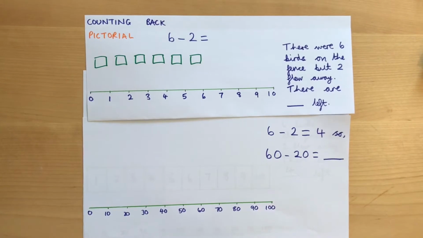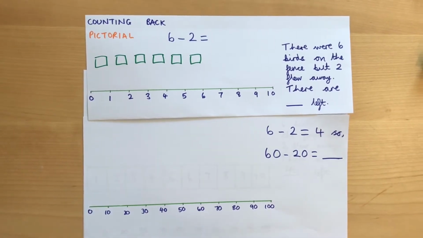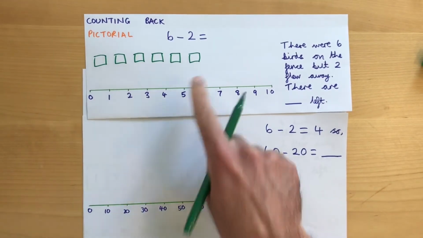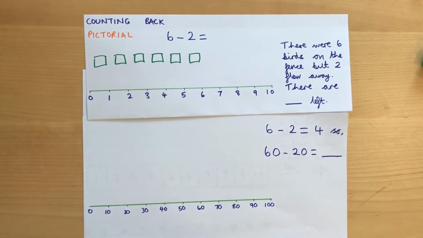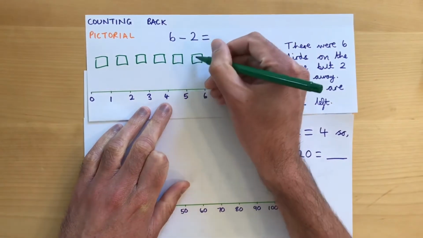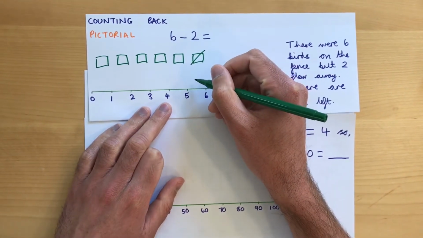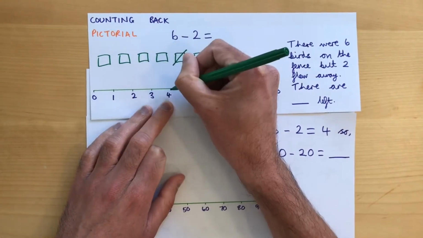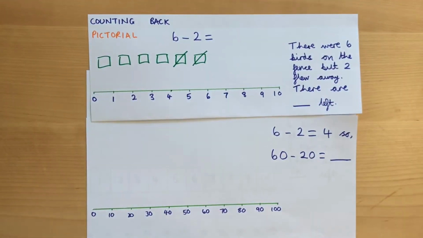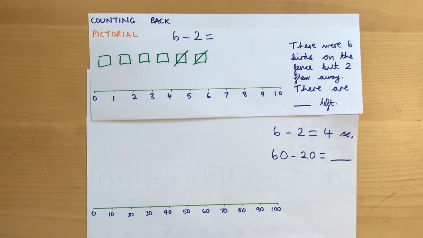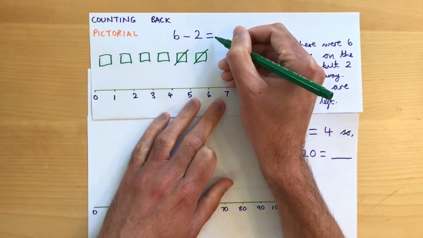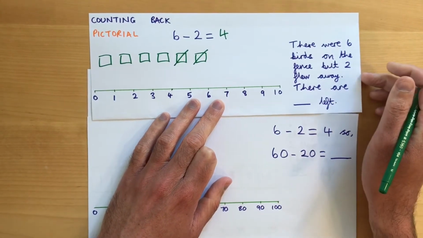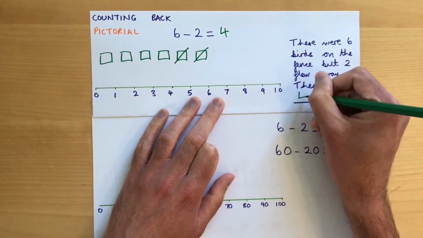I've drawn squares because they remind me of the cubes I used earlier, but they can be any shape, even dots. I start on the number 6 and I jump backwards and cross out 1 square. Jump, cross out. I jump backwards again and cross out that square. And I've landed on the number 4 and I have 4 squares remaining. So my sentence now reads, 6 subtract 2 equals 4, and there were 6 birds on the fence, but 2 flew away. There are 4 left.